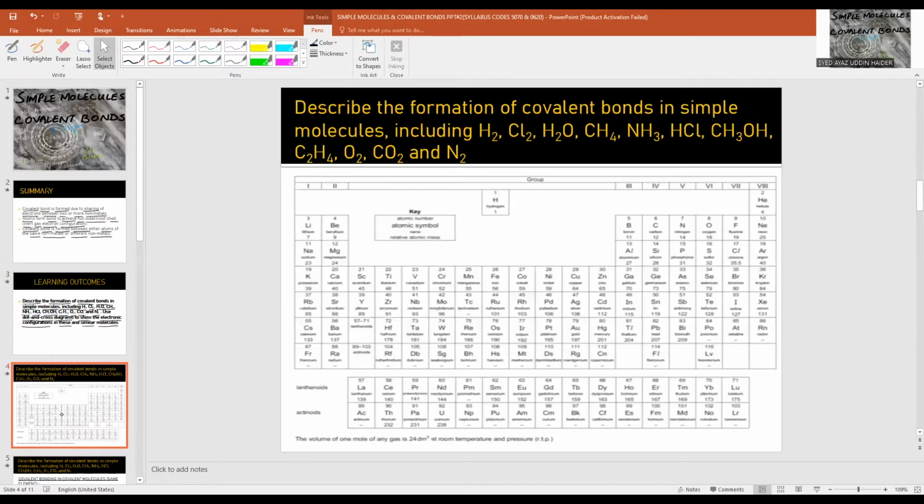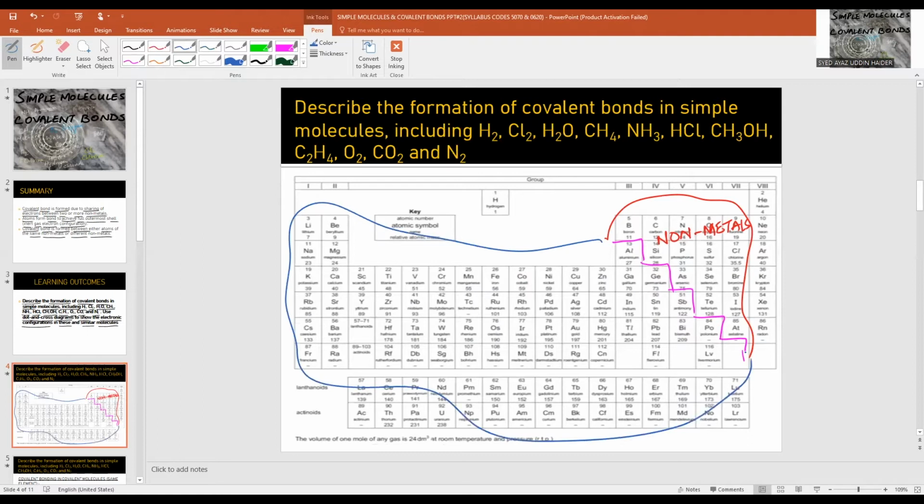Here is the periodic table. First of all, I'm going to draw the staircase line so you have a better idea about the position of metals and non-metals. In this area, we are having only non-metals. This is above the staircase line. In this area, we are having only metals.